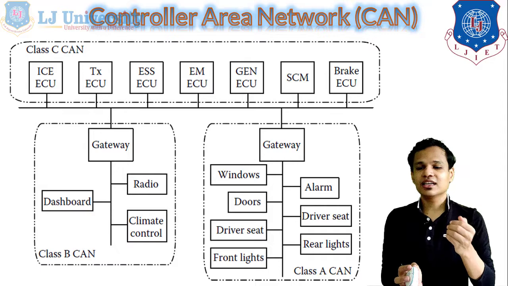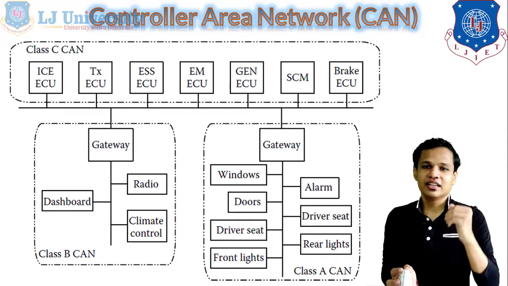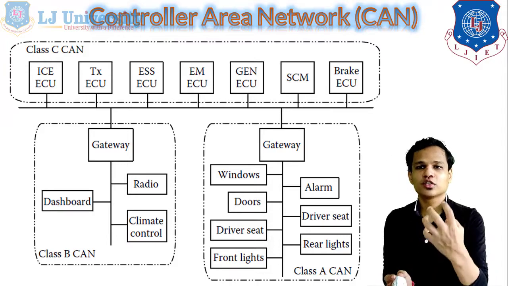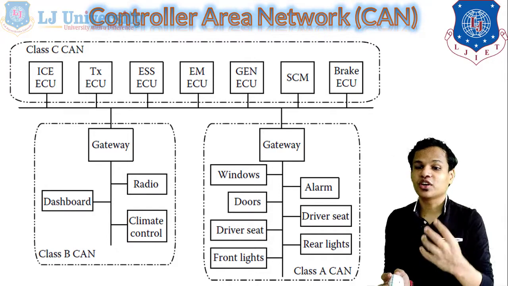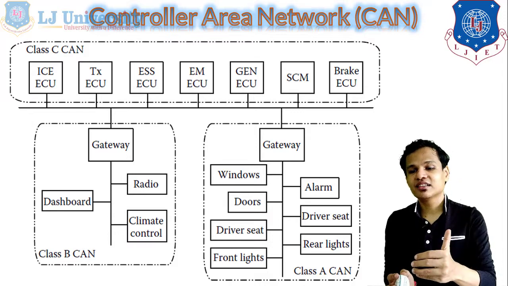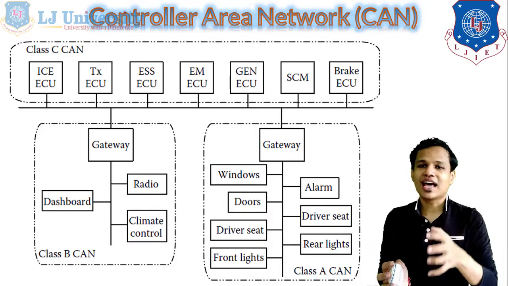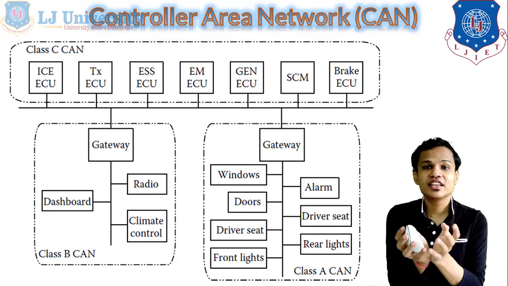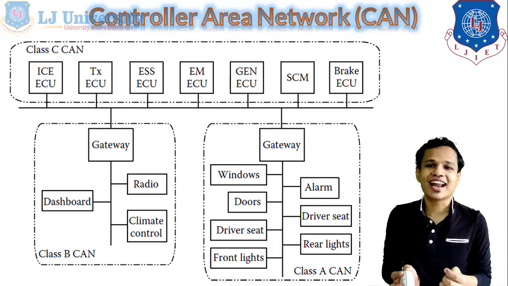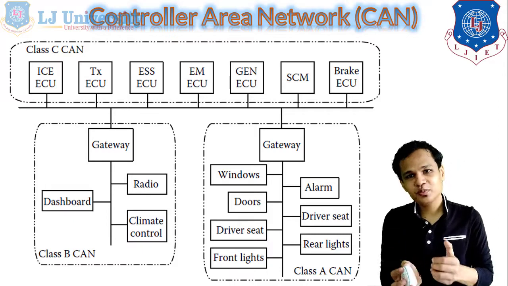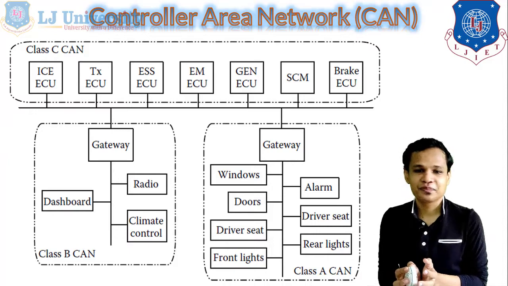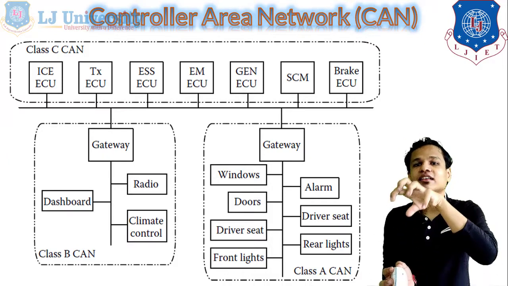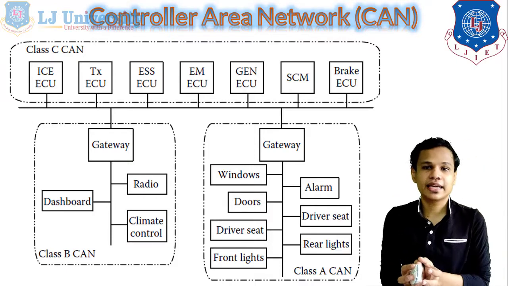In the class A CAN, you can see the systems which do not require an instant output, such as windows, doors, driver seat, front lights, alarm, and rear lights, right? So lights and the ergonomic components, which are given for the comfort of the drivers and passengers, have been kept in class A. All these things are connected with one gateway, and that gateway will supply the power of the CAN.